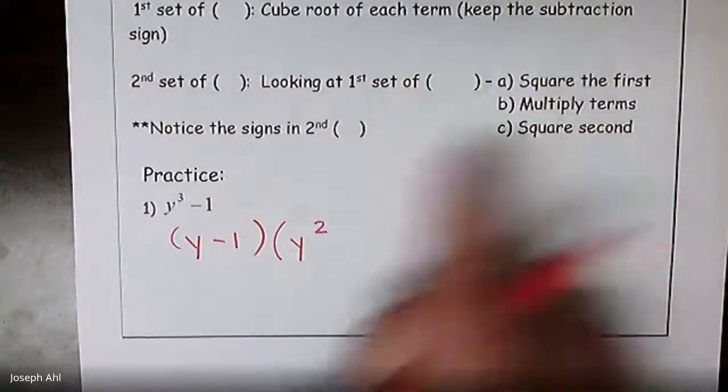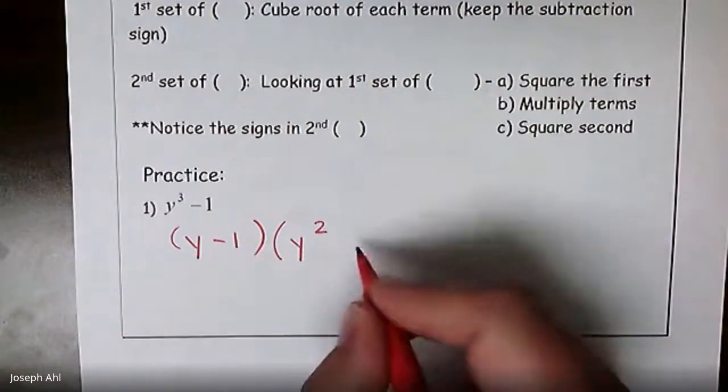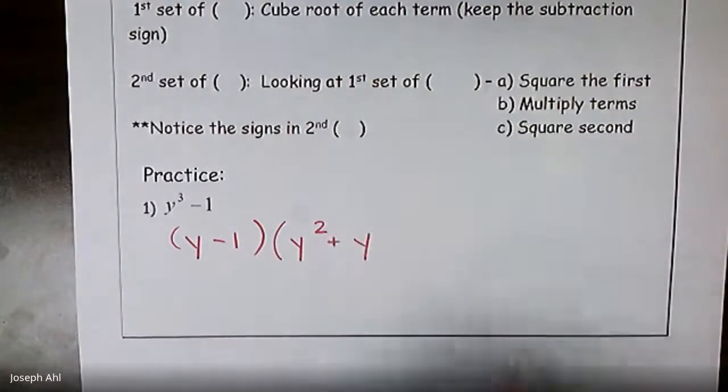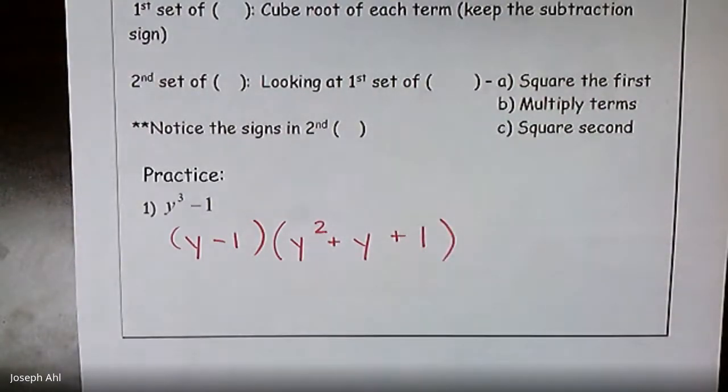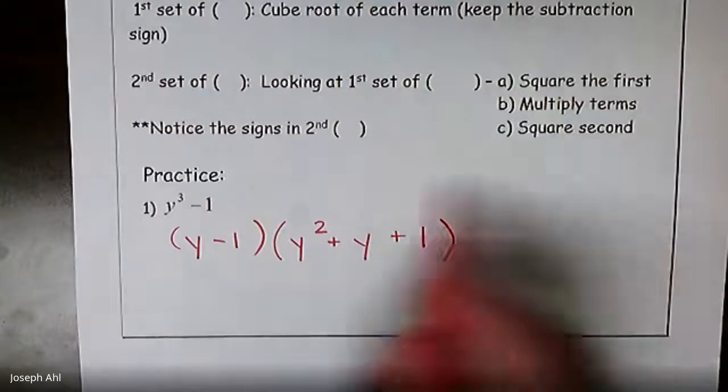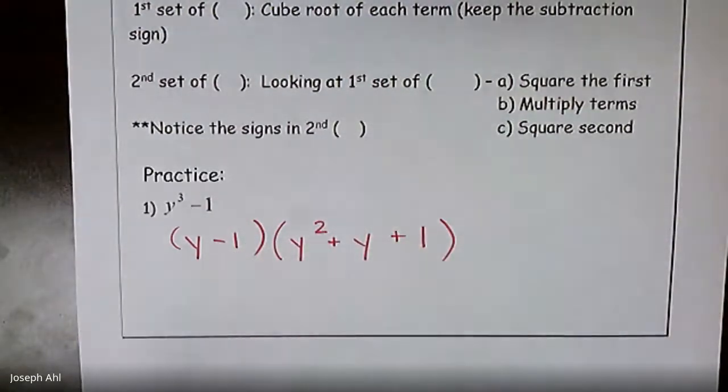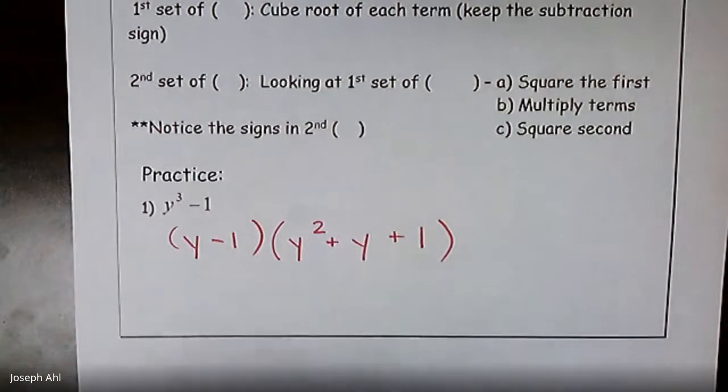Then I'm going to multiply the terms to get the middle. y times 1 is just y. It's always going to be a plus there. And then at the end, you're going to square the second term. So at the end, you'll have plus 1. The second term I'm talking about is the 1 right here. So that would be the factorization for y to the third minus 1.